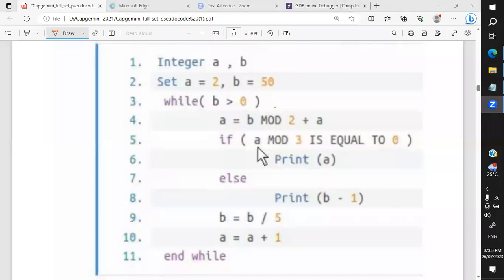We didn't change A value yet. Okay, A is still 2. No change. I'll not update. Now it comes here. A mod 3. What is 2 mod 3? 2 mod 3 is 2 only. Right? 2 mod 3 is 2 only.